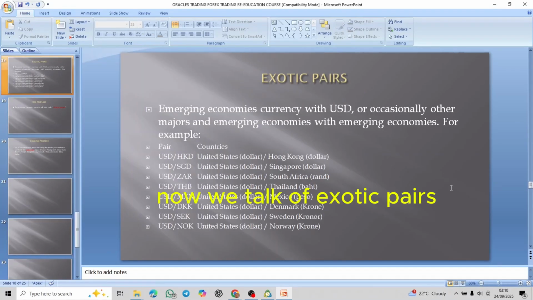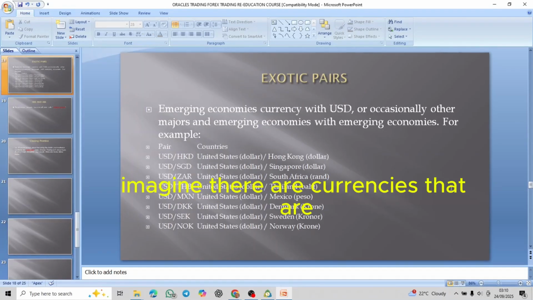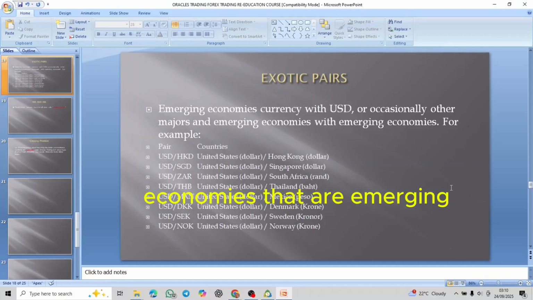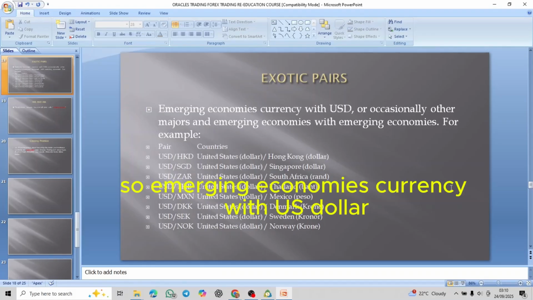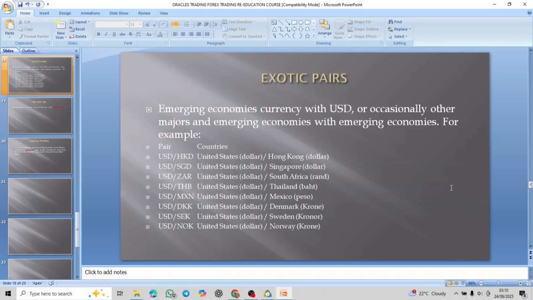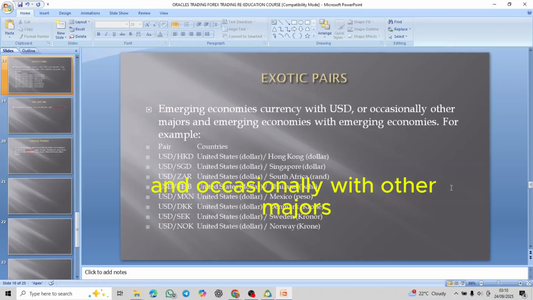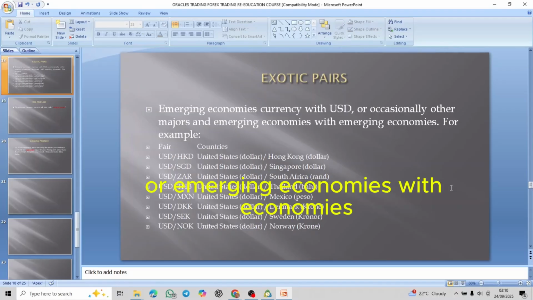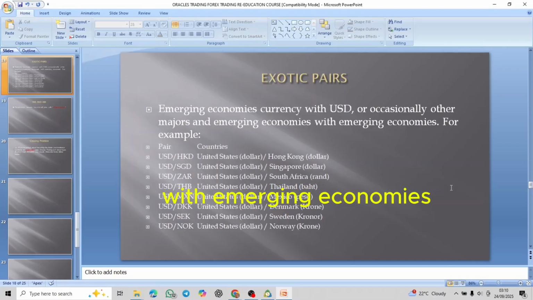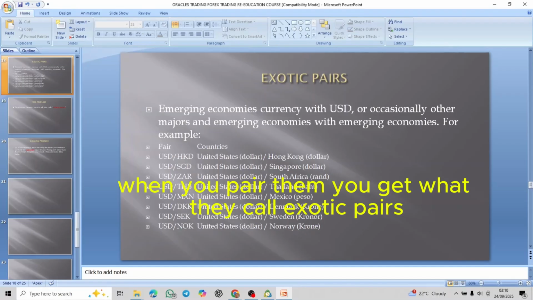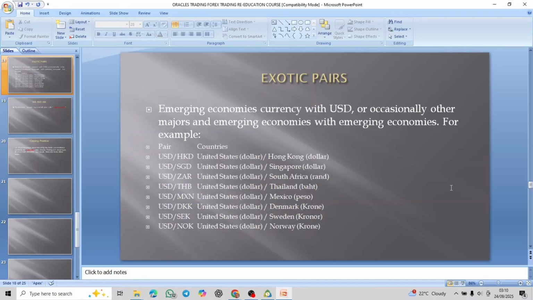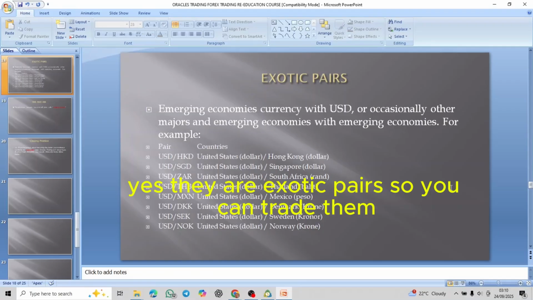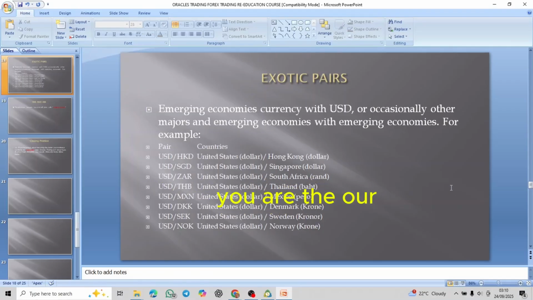Now we talk of exotic pairs. These are currencies of economies that are emerging. So, an emerging economy's currency with the US dollar, and occasionally with other majors, or emerging economies with emerging economies. When you pair them, you get what they call exotic pairs. Yes, they are exotic pairs. So you can trade them.